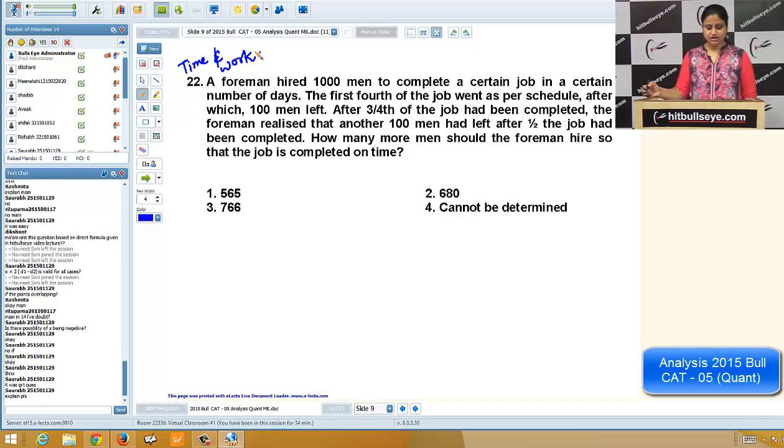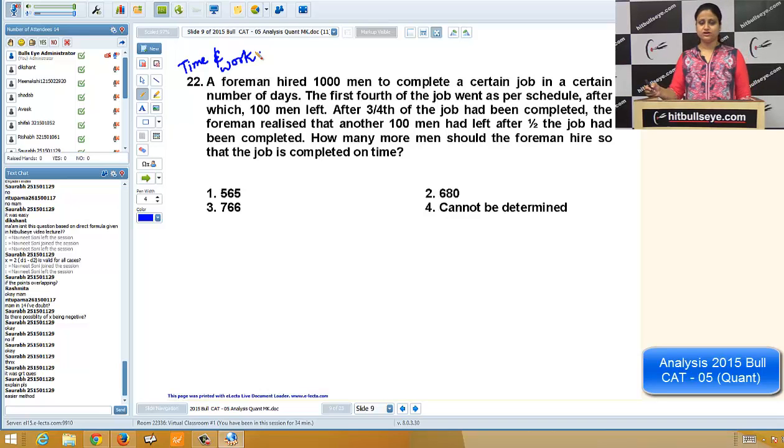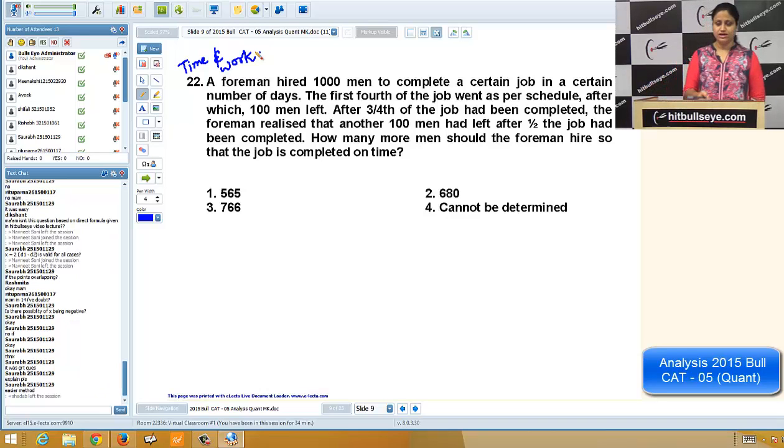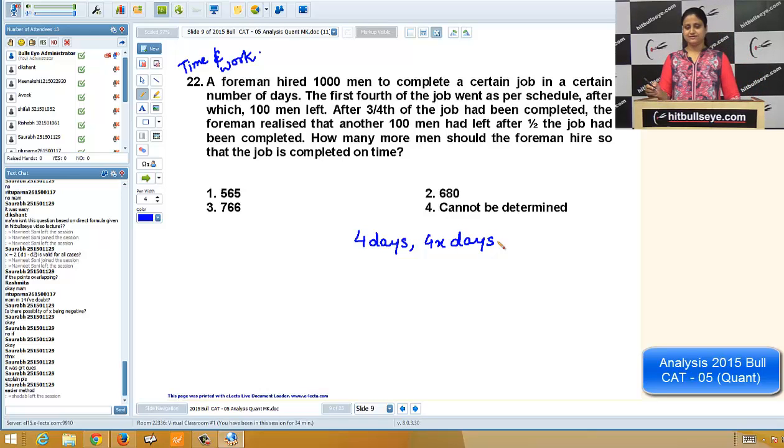Yes, let us start. A foreman hired 1,000 men to complete a certain job in a certain number of days. The first fourth of the job. It means we are talking about 1/4 of the job. If we are talking about 1/4 of the job, we can consider our job to be of 4 days or 4x days. Any multiple of 4 we can use. We can use 1 day as well, but that will give you fraction. So to avoid fractions, I am considering this to be 4 days.